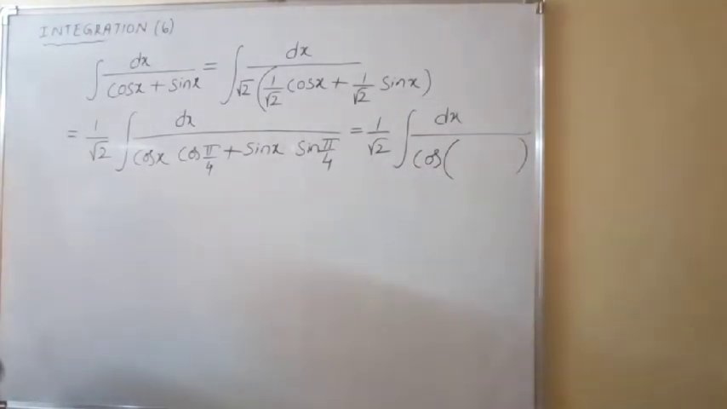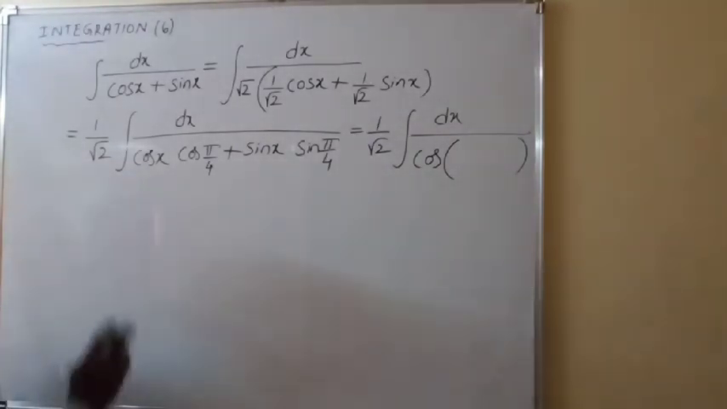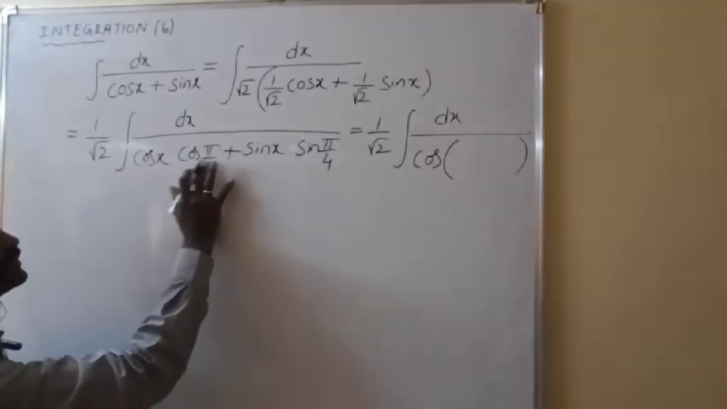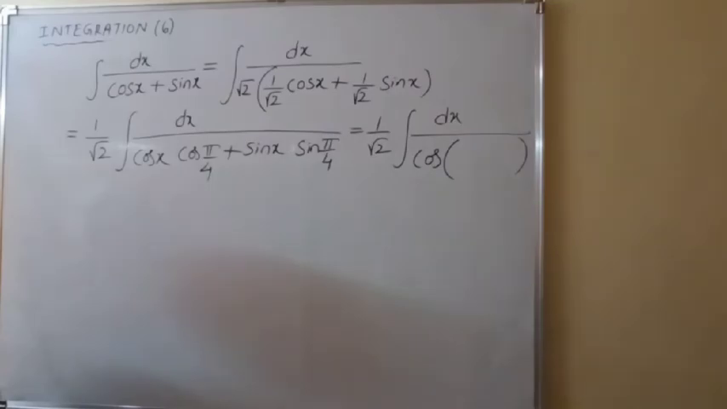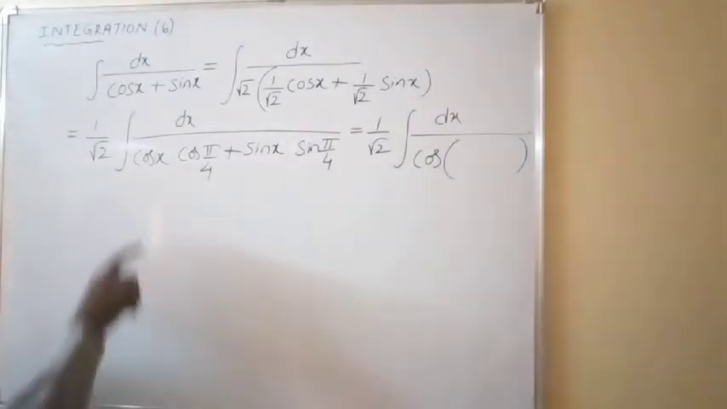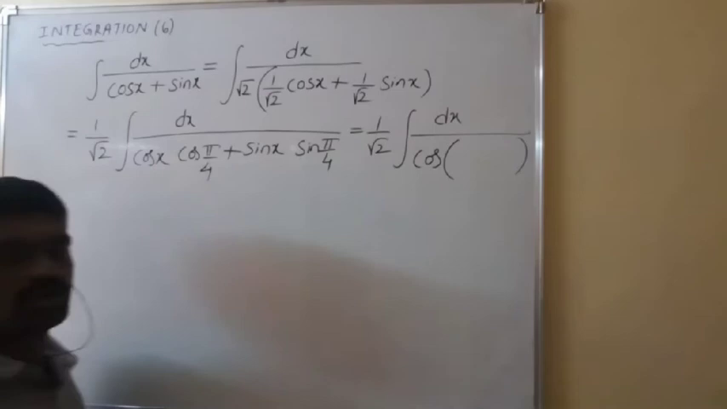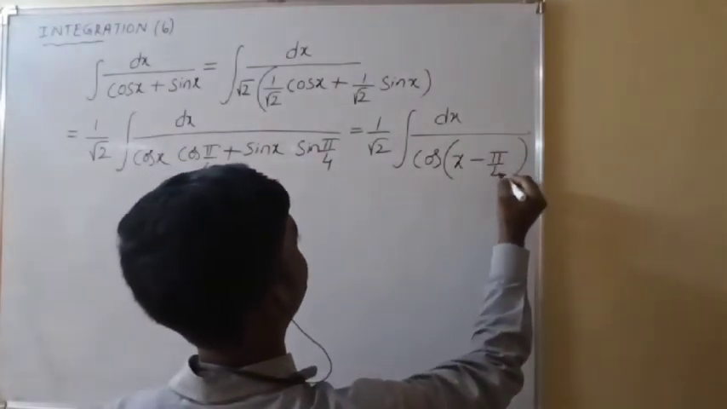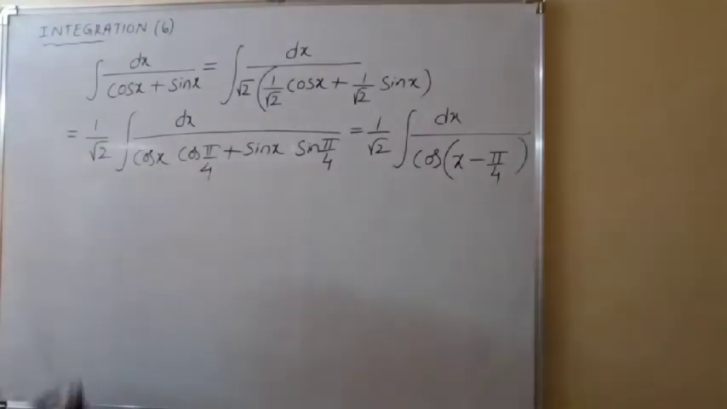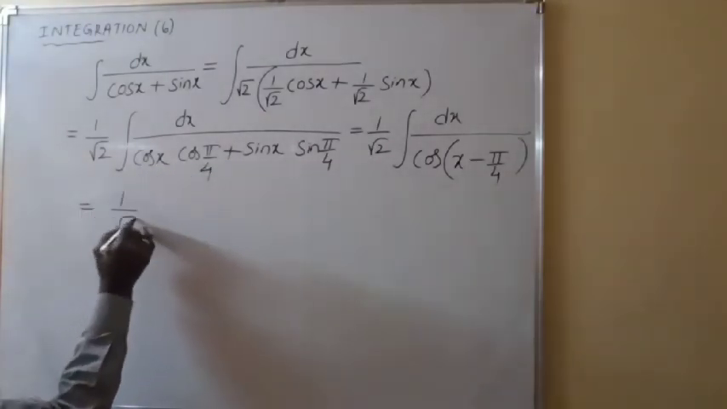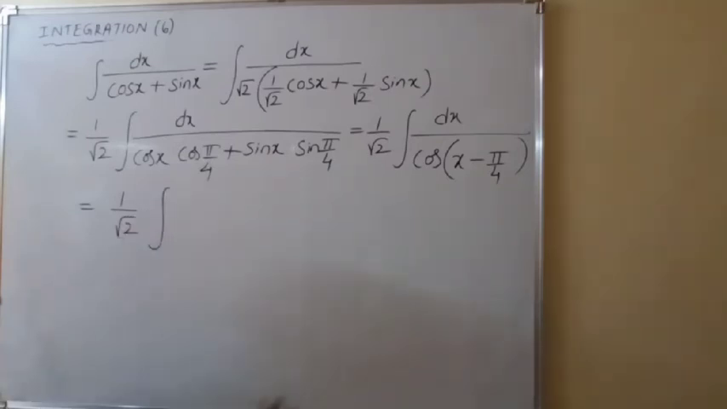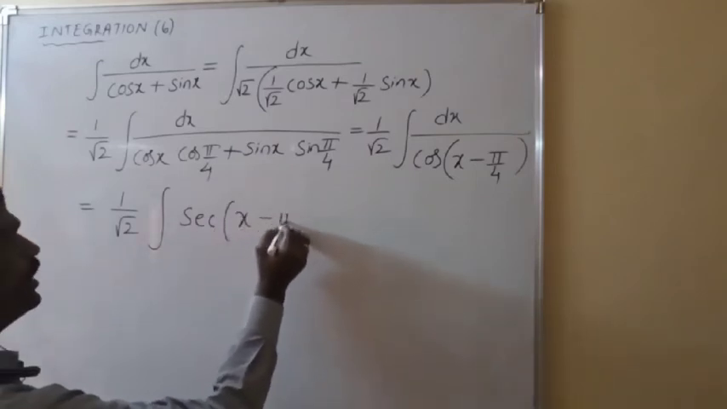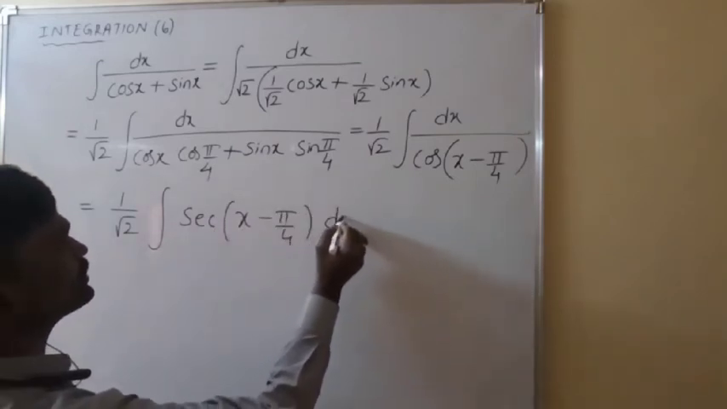So here some students will get the doubt. A minus B means we have to take A is x, B is pi by 4, or A is pi by 4 and B is x. So better you take always in A minus B, angle A is the variable x, angle B is the constant pi by 4. Okay. Cos of x minus pi by 4. So now 1 upon cos is what? Secant. So 1 by root 2 into integral secant of x minus pi by 4 into dx.